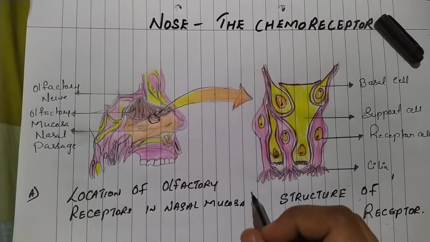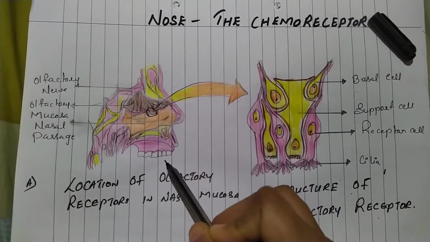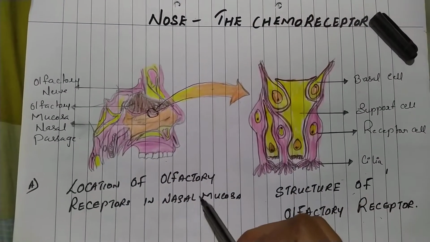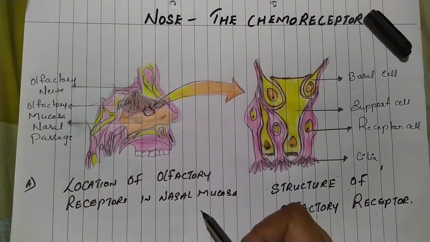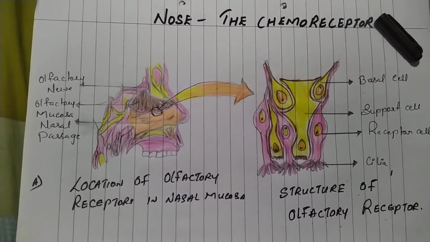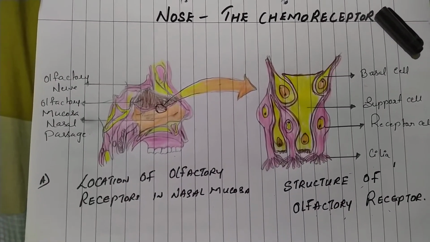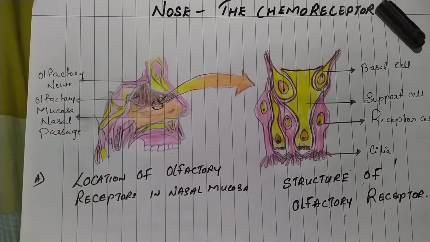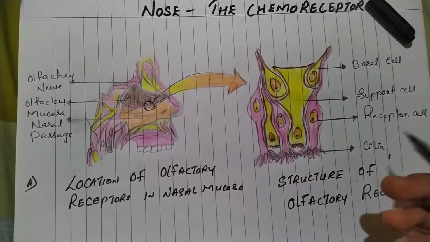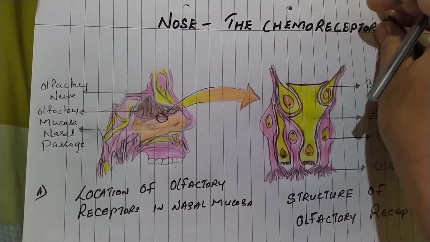So this is about the nose, a small introduction where you can study the structure and the exact location of the olfactory receptor in the nasal mucosa, and how it looks. This plays a significant role in producing these receptors, through which we are able to smell different kinds of smell, good or bad. Okay, so this is about the nose.